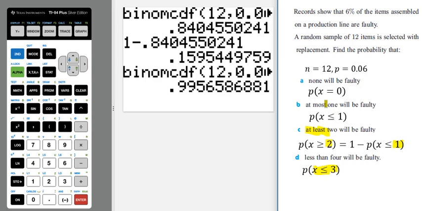When you're working on binomial distribution, words like at most and at least, less than, more than, will make a difference to the solution. So you have to be very careful. Your graphing calculator, when doing binomial CDF, deals with x less than or equal to. For x less than or equal to, you can get the direct answer. For the other cases, you have to change into probability x less than or equal to.